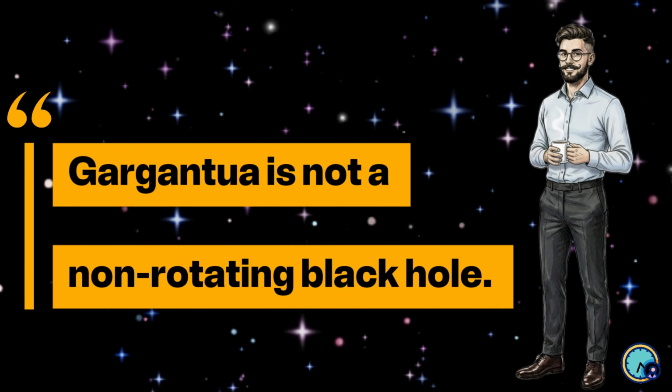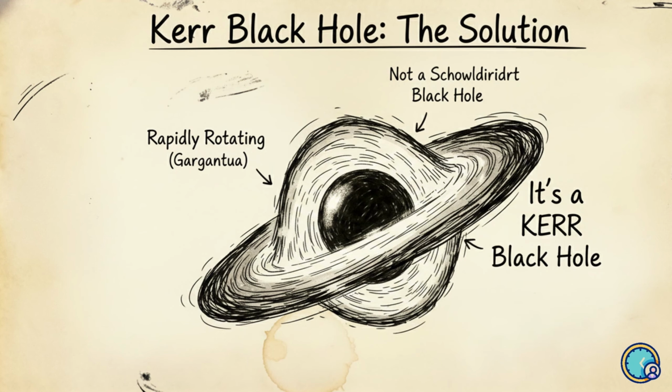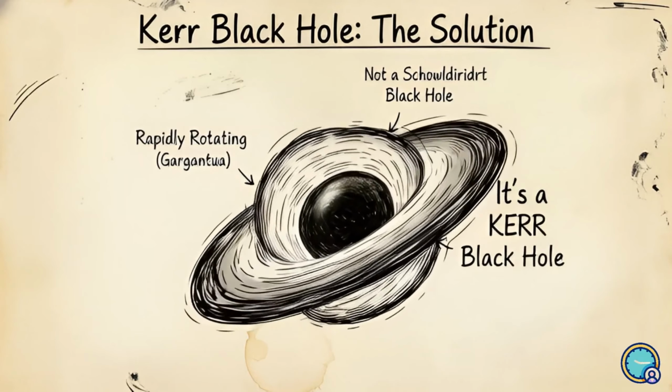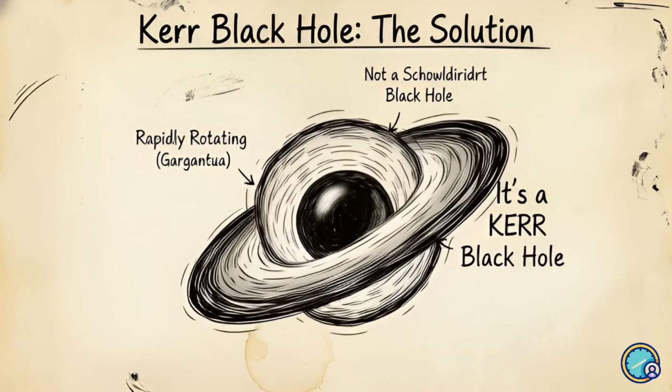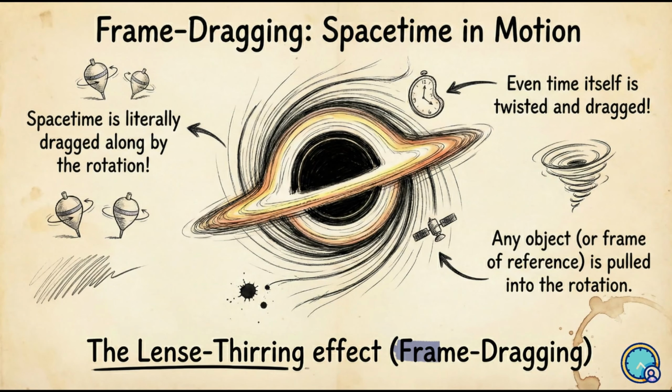Gargantua is not a non-rotating black hole. It's a rapidly rotating black hole, a Kerr black hole. And when a black hole rotates, something extraordinary happens. It drags space-time with it. This phenomenon is called frame dragging, or the Lense-Thirring effect.